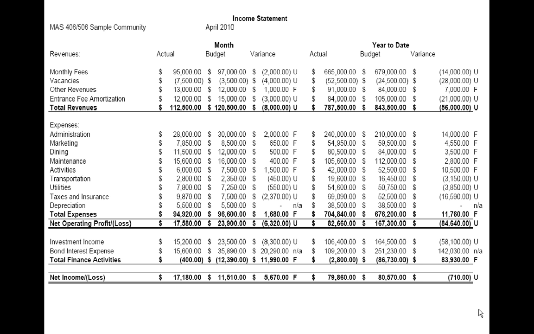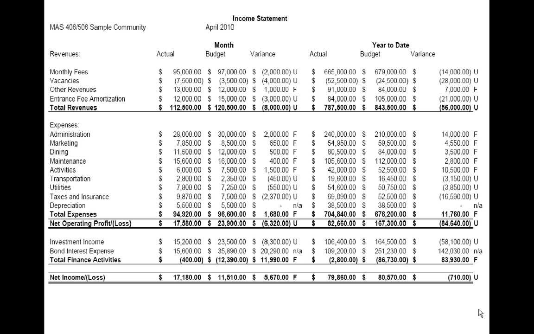The monthly fees are $95,000. However, we budgeted, that's the column right next to it, $97,000 for a negative variance of $2,000. Some operators will say we are under budget in monthly fee revenue. Other senior living providers would express it as this is a $2,000 unfavorable variance to the budget.